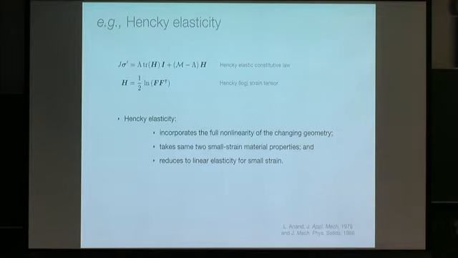So Hencky elasticity is nice because it's basically the simplest large deformation elastic law that captures the full nonlinearity of the changing geometry of the body. It also takes the same two constitutive parameters as linear elasticity, and it simplifies to linear elasticity for small strain. So if you do a Taylor expansion of this for the gradients of displacement being small, you get back to exactly what I showed you a moment ago, which is a nice feature, and not all large deformation models will do this.